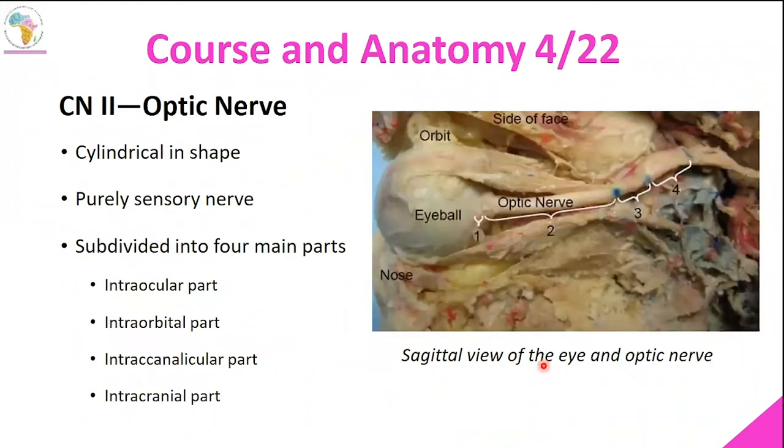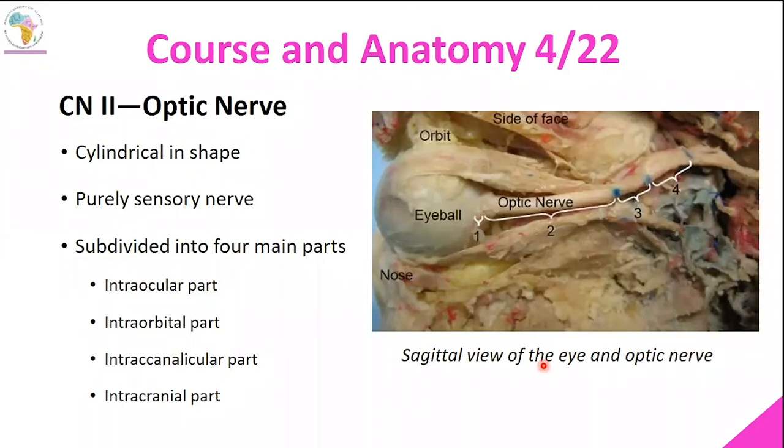So going on to the second cranial nerve, known as the optic nerve. This is a nerve that is cylindrical in structure, and it is purely sensory. The optic nerve primarily transmits sensory information that is associated with vision, and structurally it is divided into 4 components: the intraocular part, the intraorbital part, the intracanalicular part, and the intracranial part.